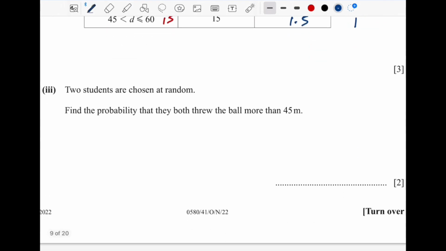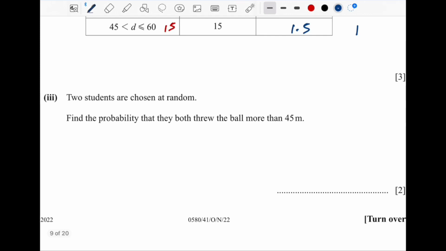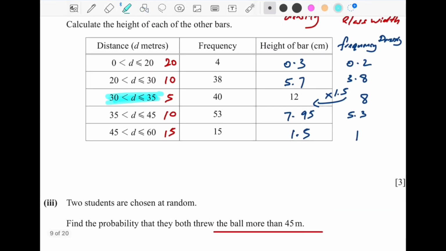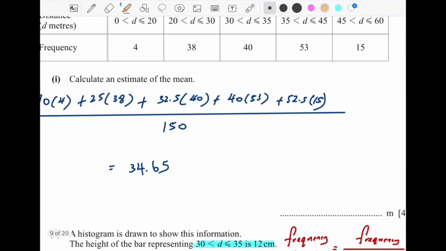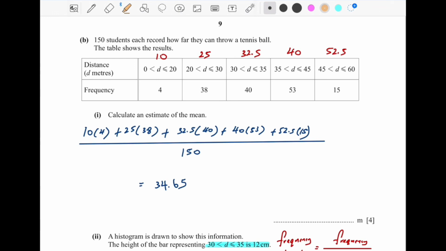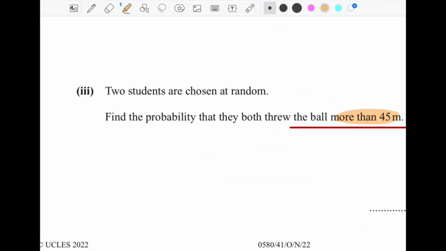Alright. 2 students are chosen at random. Find the probability that both throw the ball more than 45 meters. We have to find out how many students throw more than 45 meters. More than 45 will be this category. That will be 15 of them. 15 out of how many in total? Still the same question, right? 150 students. 15 out of 150 students.